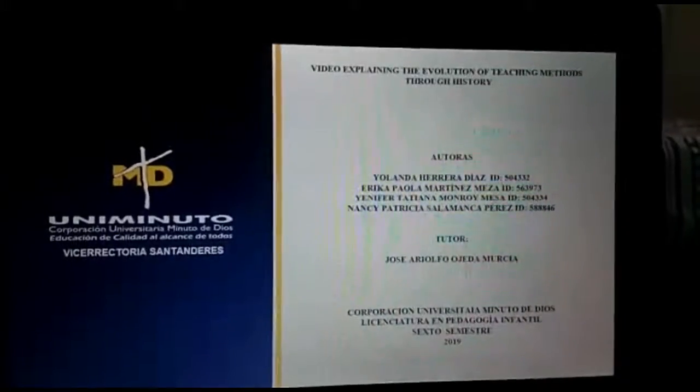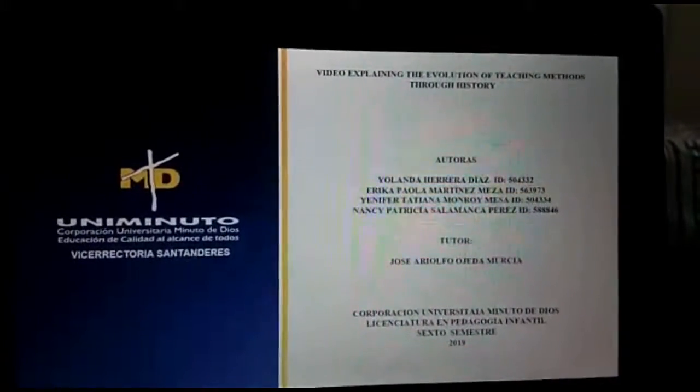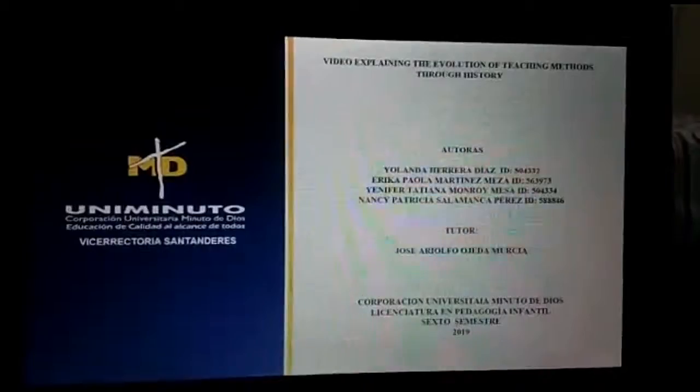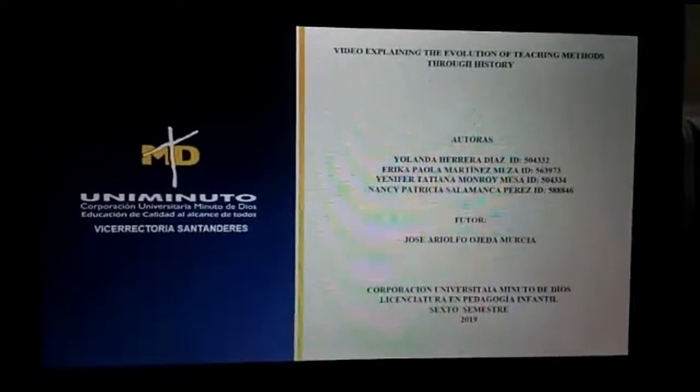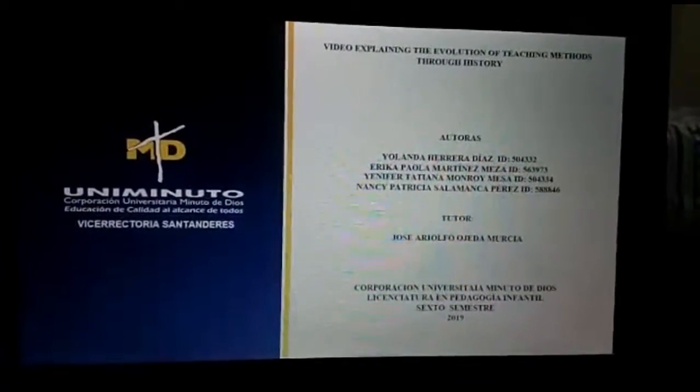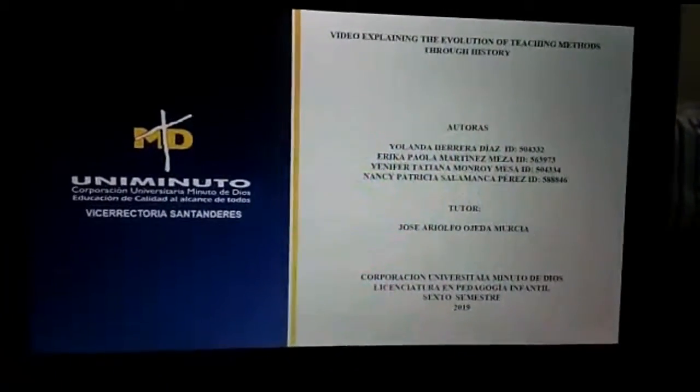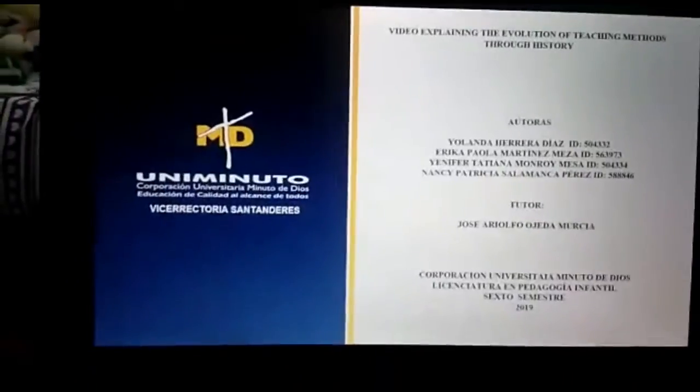Now, we explain the evolution of teaching methods through history. Our work group is Yolanda Herrera Díaz, Erika Paula Martínez Mesa, Jennifer Tatiana Monroy y Nancy Patricia Salamanca Pérez.